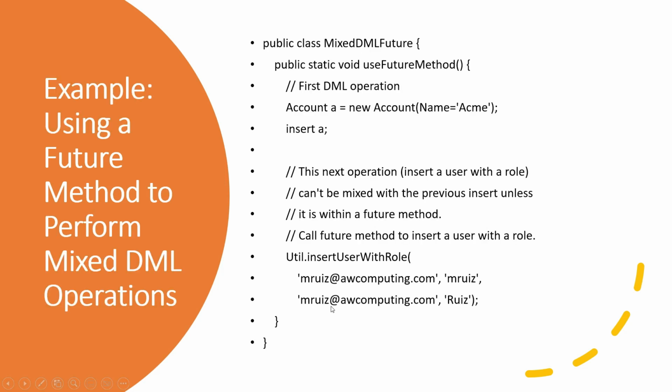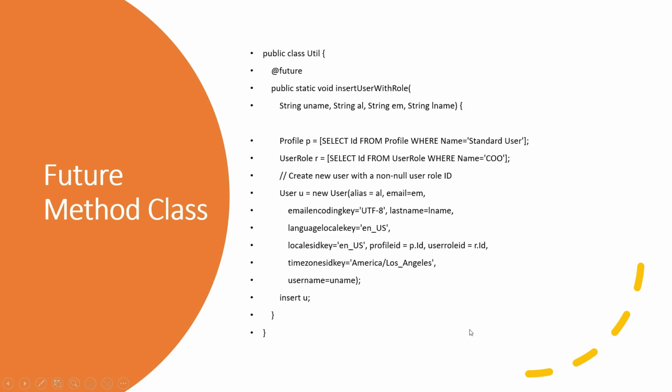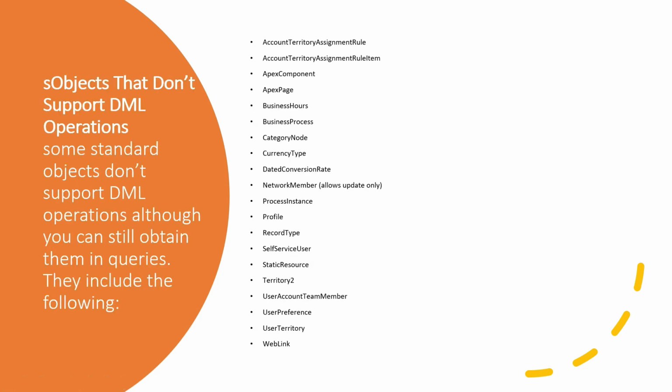So basically four inputs we were passing. This is the email ID, and the first name, and the alias name, and the last name. So all these we are getting from here.